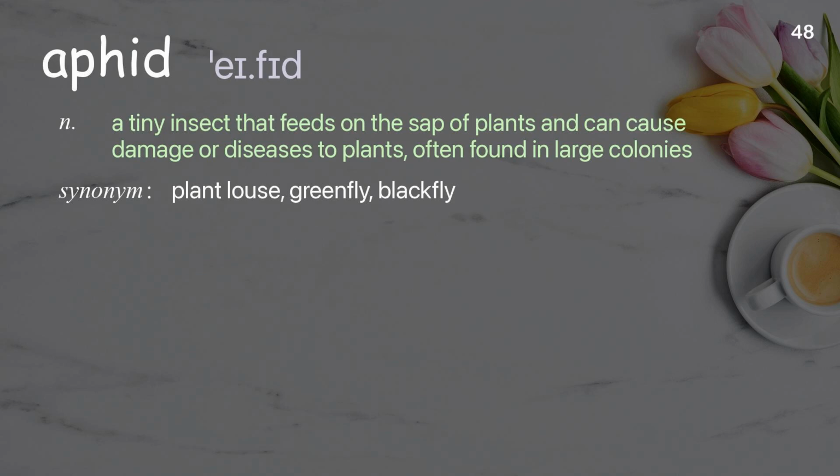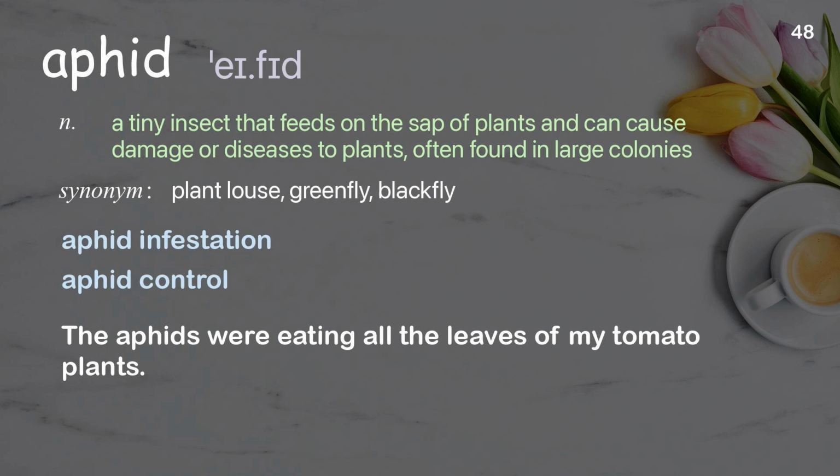Aphid. A tiny insect that feeds on the sap of plants and can cause damage or diseases to plants, often found in large colonies. Examples. Aphid infestation. Aphid control. The aphids were eating all the leaves of my tomato plants.